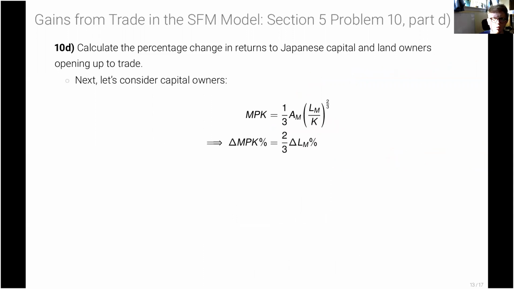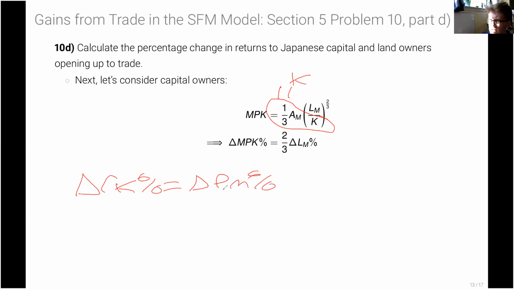Likewise, we can do the same for capital owners. You can see in advance that we're going to need to know their marginal product of capital. That's given by 1/3 times AM times K raised to the 2/3. Again, this is all constant because the amount of capital in our economy is fixed. And so the percent change in MPK is 2/3 times the percent change in the labor employed in manufacturing. Then the percent change in the returns to capital is given by the percentage change in the price of manufacturing plus the percentage change in the marginal product of capital.